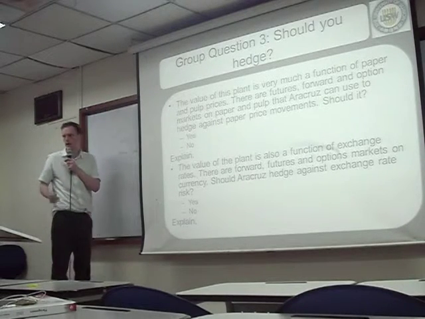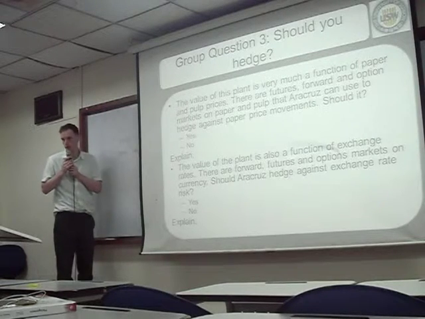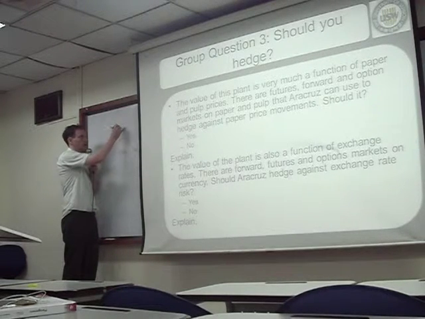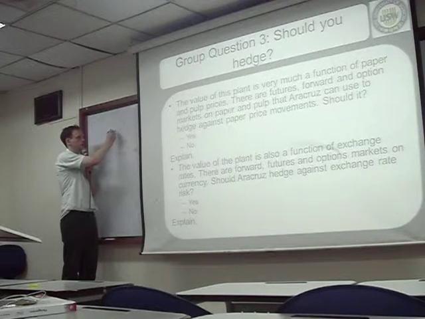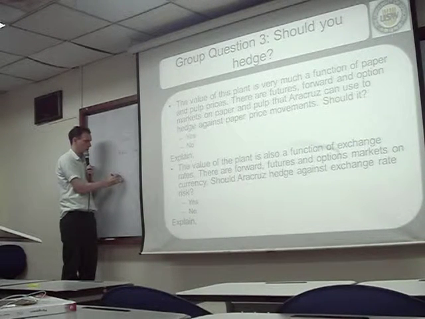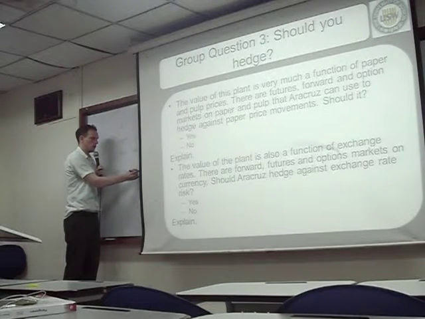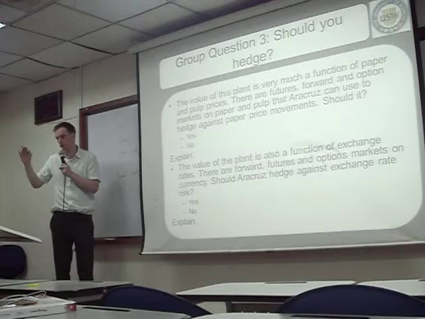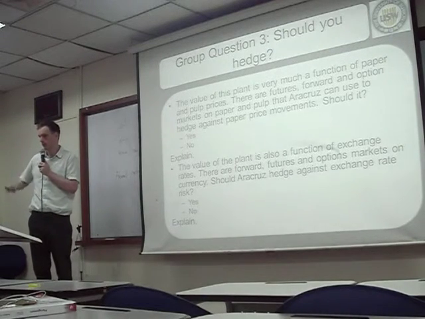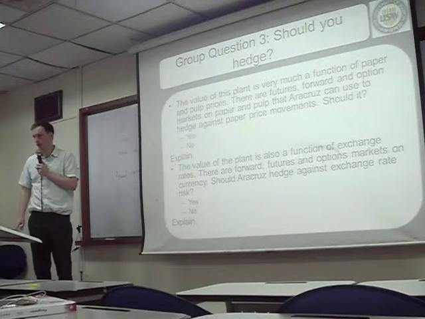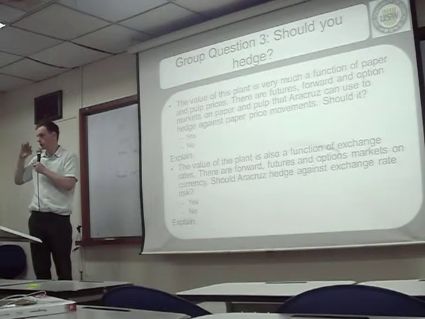So how they can hedge against the price of pulp is what airlines do. For airlines, their main cost is oil. Do you understand oil? Right, so what do airlines do? They can make a forward contract. Do you ever wonder why the price of the airline ticket doesn't change much, even though the oil price changes a lot? Okay? Because the airline can lock in the price of the oil for 2 years.